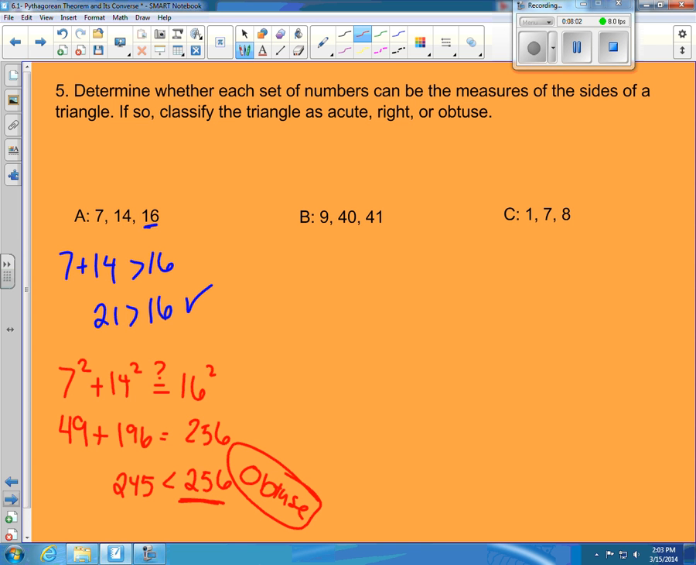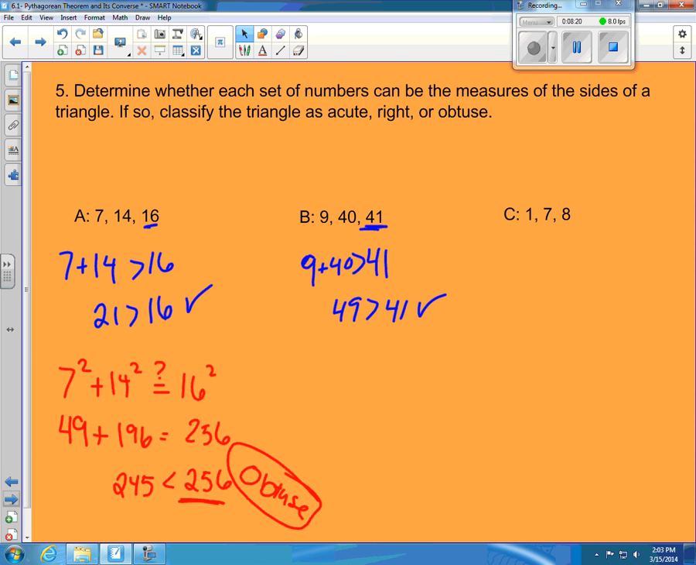Okay, remember C was big. Let's go ahead and try with B. Let's make sure B is a triangle first. So our C term is our 41. We want to know, is 9 plus 40 greater than 41? Yeah, 49 is greater than 41. So this is a triangle.